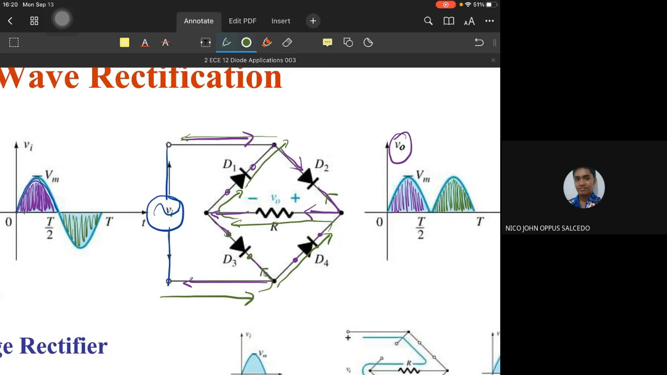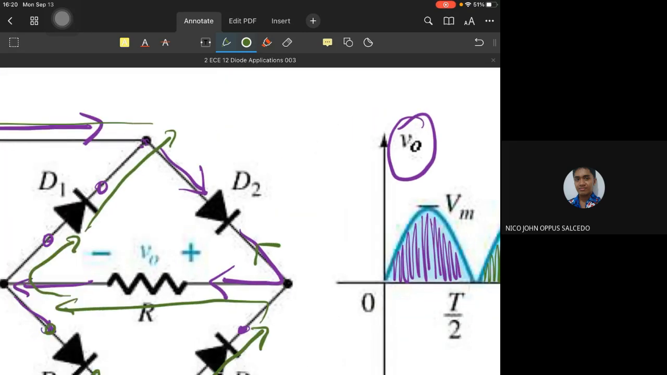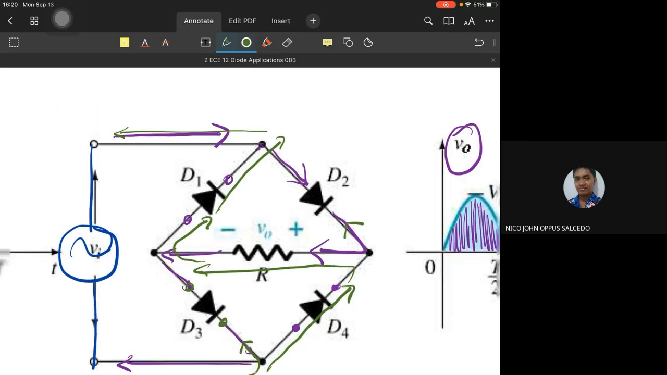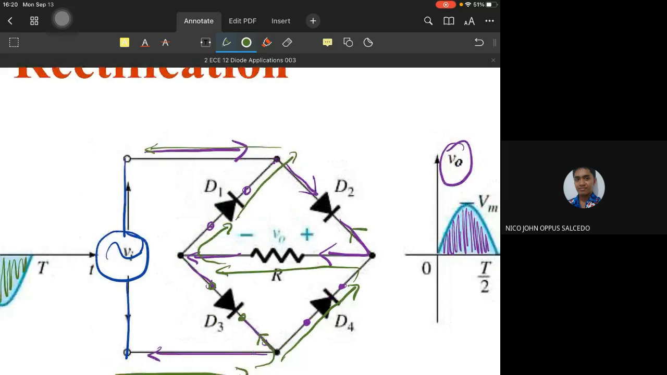The input is what gets flipped. Because remember, VO is measured across the resistor. All of the time, whether positive cycle or negative cycle, the current will always pass through the resistor in a positive way.